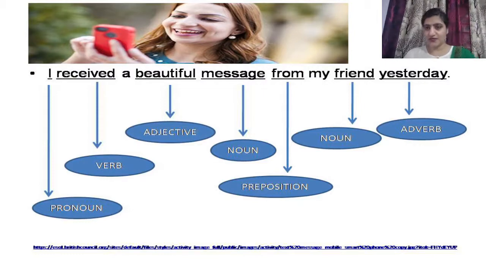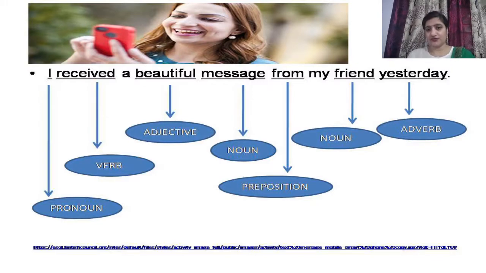Now, next part, the rest of the sentence: you see this phrase, from my friend yesterday. Friend happens to be the name of a person, it's a noun. And when was the receiving done? Yesterday. So it answers when the action took place. So it is related to the verb received. So yesterday is an adverb because it is modifying the verb received.